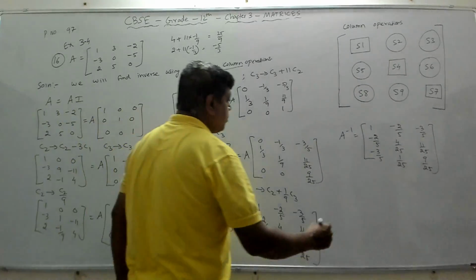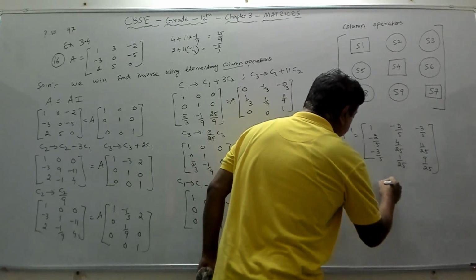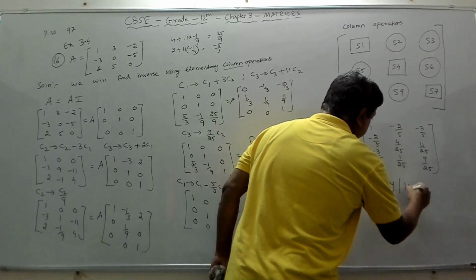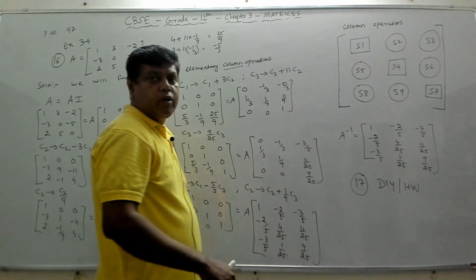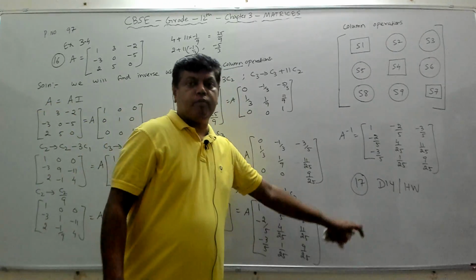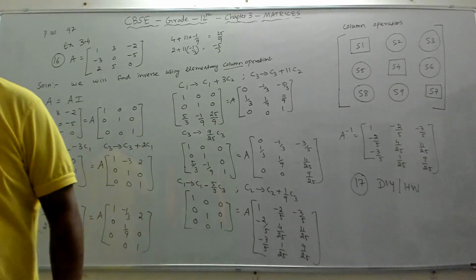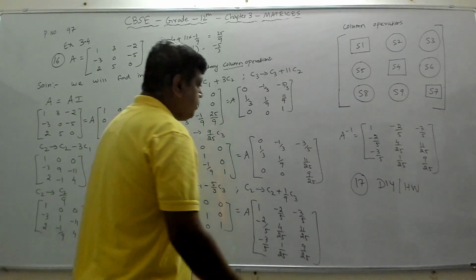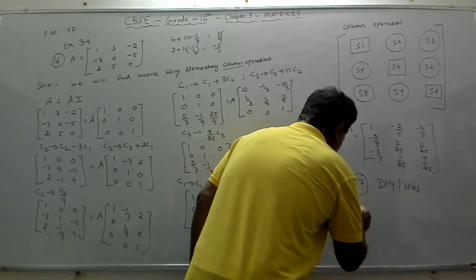So the next problem you can try as homework. The 17th problem you can do yourself as homework. In the same way, you can apply either elementary row or column operations and find the inverse for problem number 17. Now I will do problem number 18, which is an MCQ, a multiple choice question.